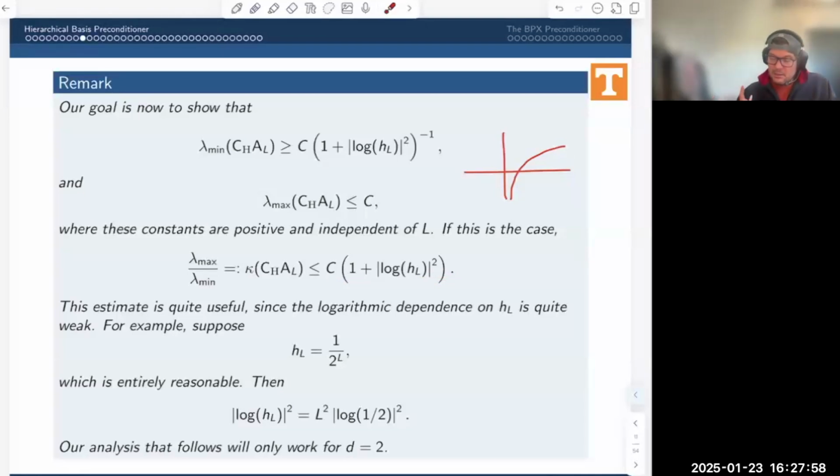So now let me preface this by saying that this analysis, and it looks like I'm going to do a lot of analysis here, I'd love to get more gain out of this, but the analysis is only going to work for 2 dimensions. It doesn't work in 3 dimensions. Actually, the story is a little bit better in 1 dimension. In 1 dimension, I can get rid of this altogether.